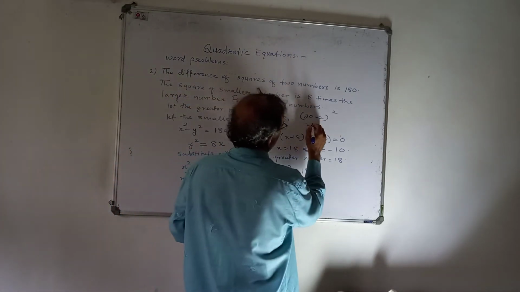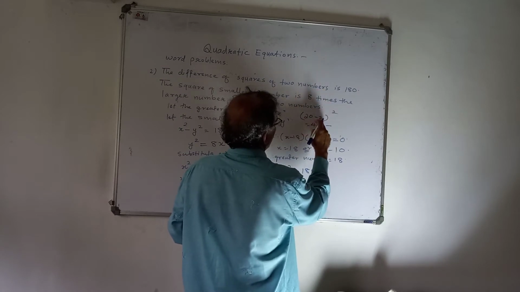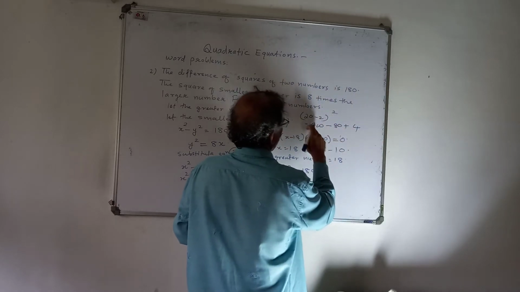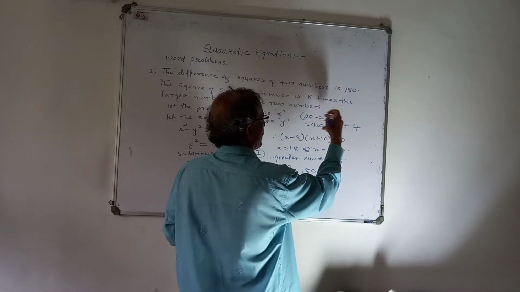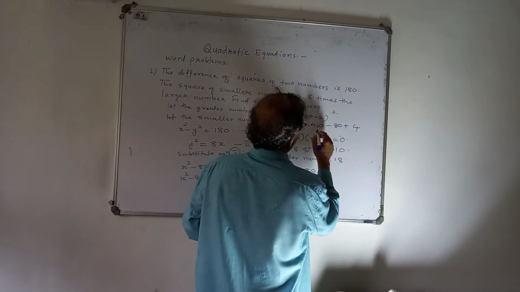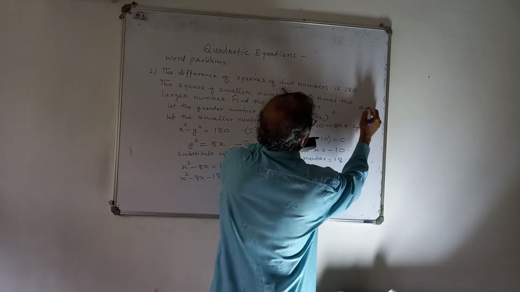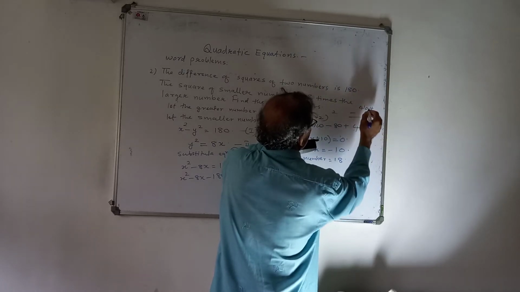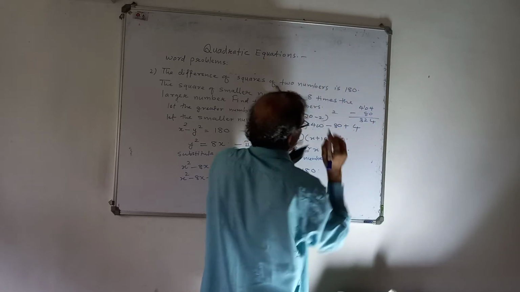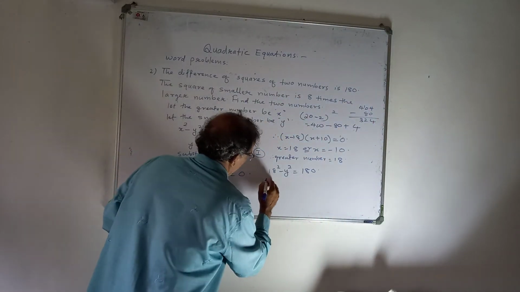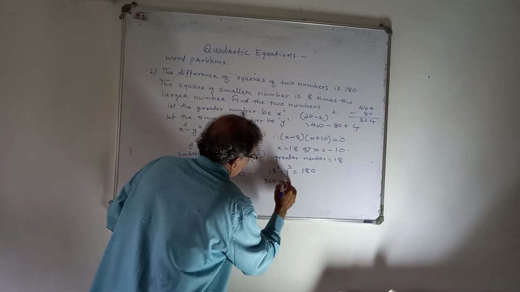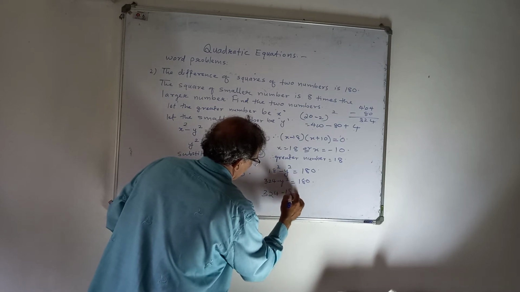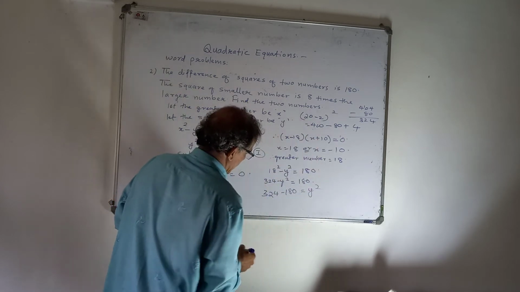Okay, I shall find it here. 400 minus 2 times 20 times 2, that is 80, and plus 2 square is 4. a square minus 2ab plus b square. So 400 plus 4, 404 minus 80. So it is 324. 324 minus y square is equal to 180. So 324 minus 180 is equal to y square.